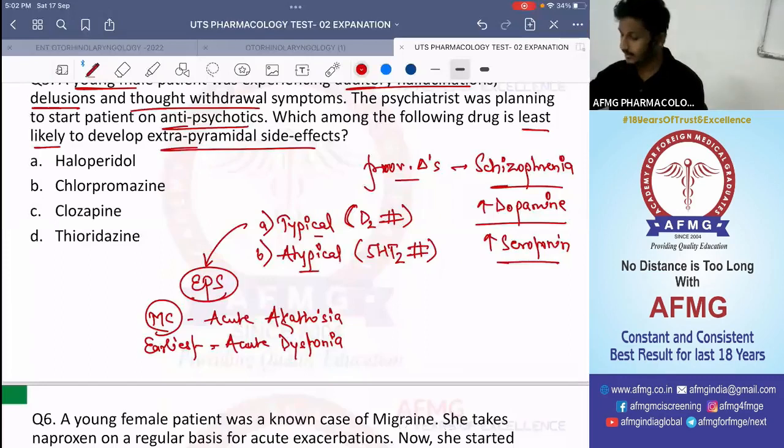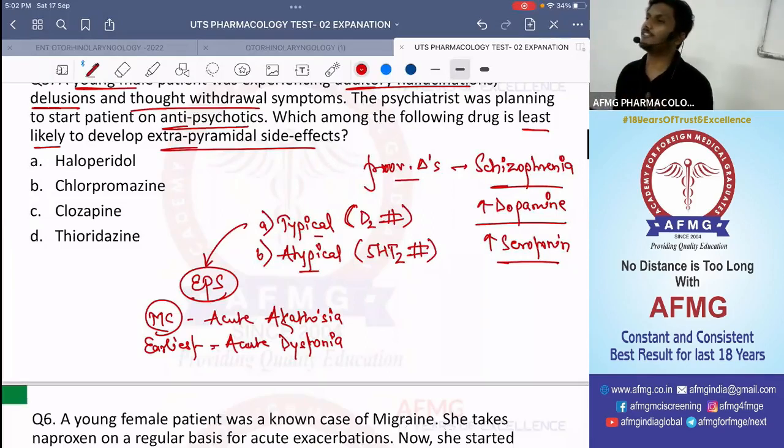Second side effect is acute dystonia, which is due to spasm of a particular group of muscles. For example, if the sternocleidomastoid or neck muscles undergo spasm, the patient will have torticollis. If the pterygoid muscles undergo spasm, the patient will have trismus or lockjaw. So all of these features would be seen with acute dystonia.